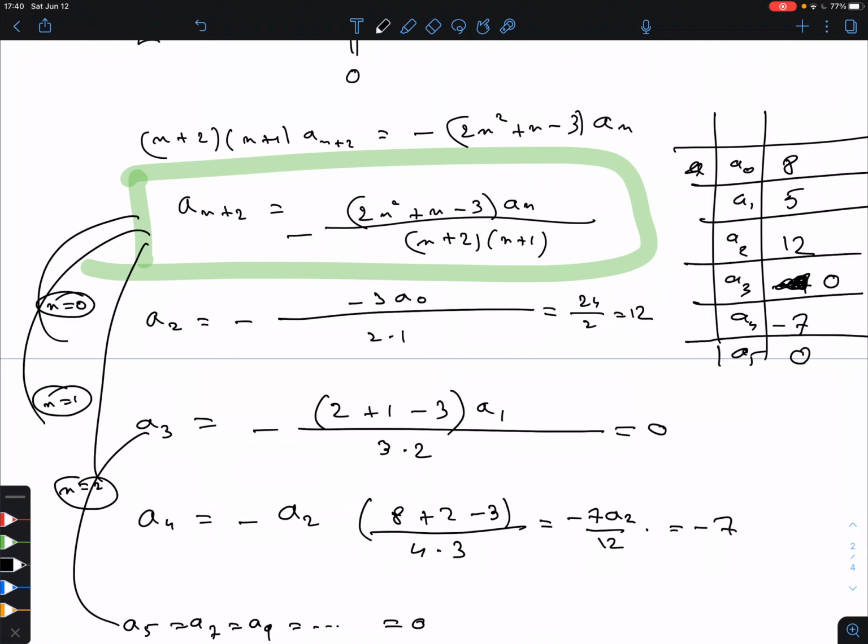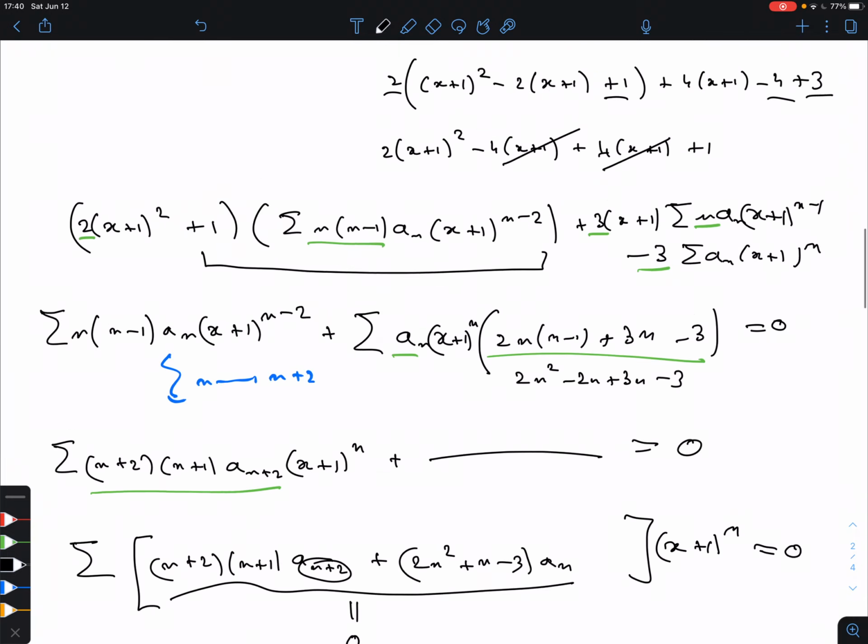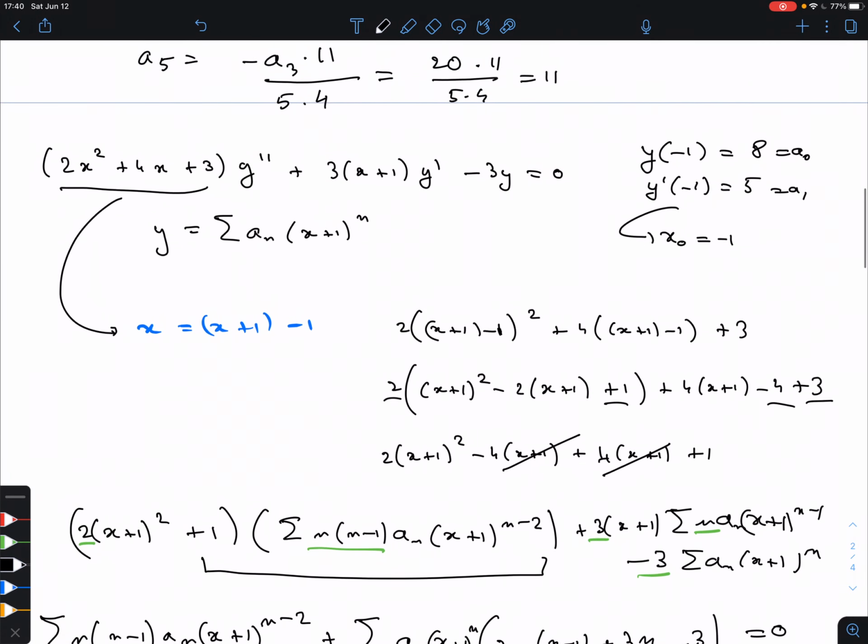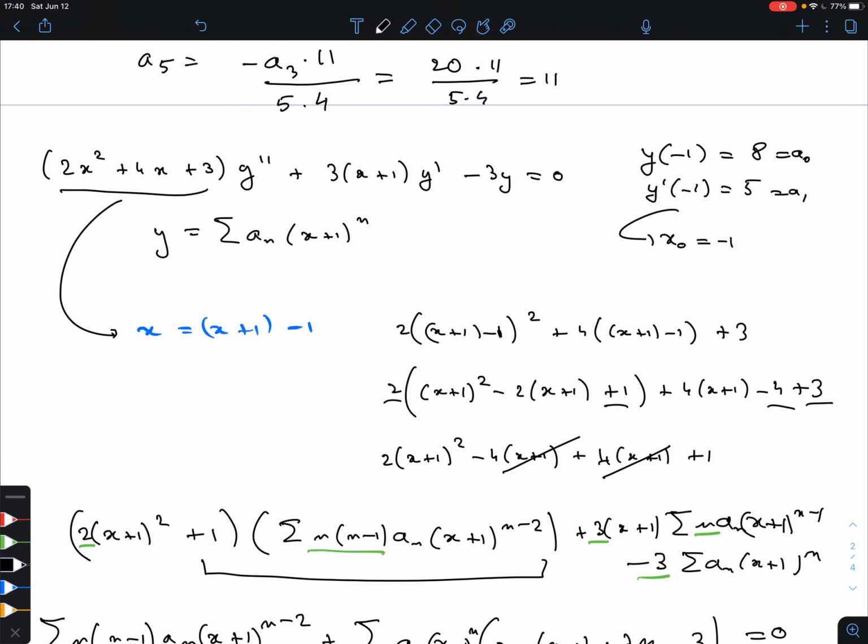But that doesn't mean that a6 will be 0. So it's not that this is a polynomial. The solution will be a real power series, because a6 and a8 and so on will not be zeros. Okay, so that's a bit of what can happen in this, because this is the easier part of the solution.